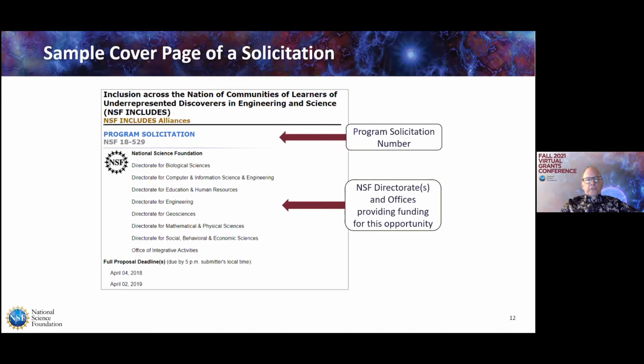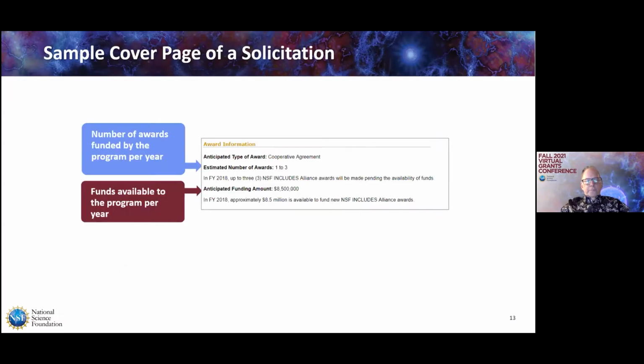Also of interest is which directorates and offices are providing funding for this opportunity. Remember that there are 7 research directorates at NSF and a number of different offices. So here, a good number of the directorates are providing funding for this opportunity, and also the Office of Integrative Activities. Next slide, please.